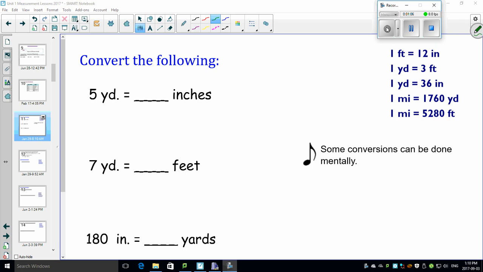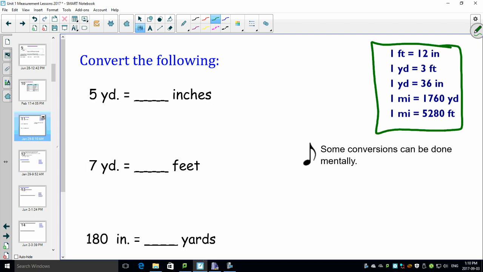So converting within the units is very, very simple. Here is your wonderful little chart. There's your conversions that you have to know about. 1 foot is 12 inches. 1 yard is 3 feet. Those are probably the most common ones. 1 yard is 36 inches. These pretty much you can do with mental math. You could probably do them in your head.